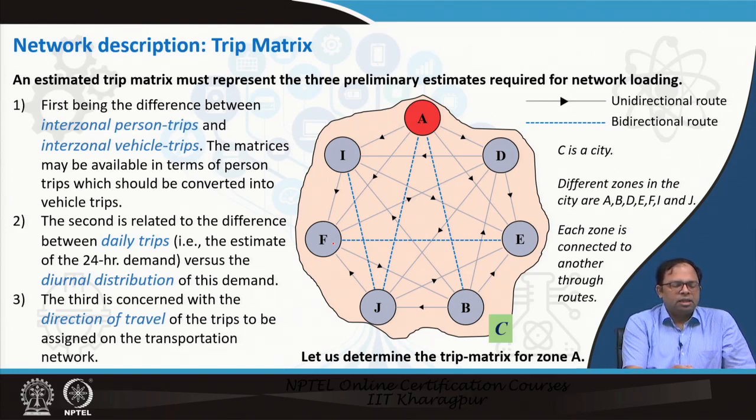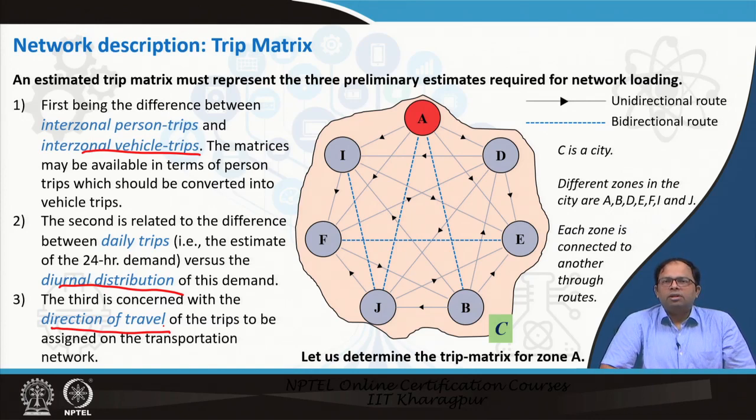The first thing is we need to consider interzonal vehicle trips and not person trips, and accordingly develop the matrices. Then we also need to consider the diurnal distribution of trips. We are not going to consider the overall 24-hour day period; the distribution has to be hourly or for peak hour. We also need to know the direction of travel of trips to be assigned to a transportation network, which is very, very important.